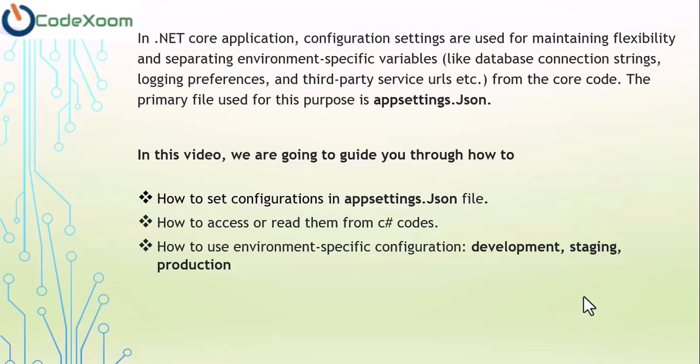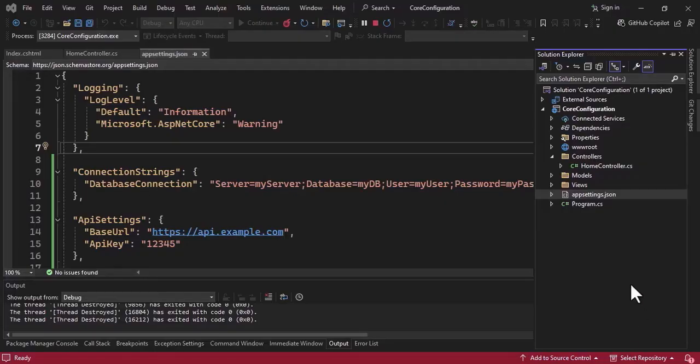To do this, we will use three different configuration files. One is appsettings.Development.json, another is appsettings.Staging.json, and the last one is appsettings.Production.json. Let's see how to do this. To do this, we are going to take these three files. Let's expand appsettings.json.